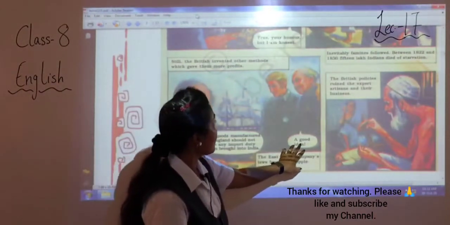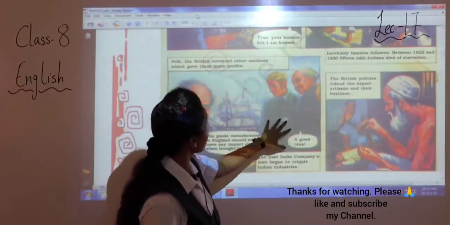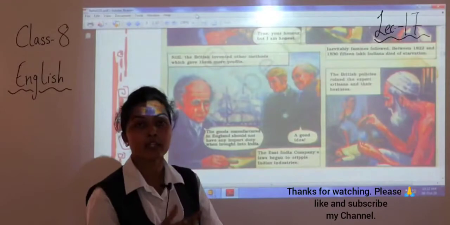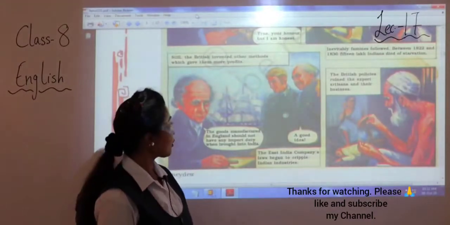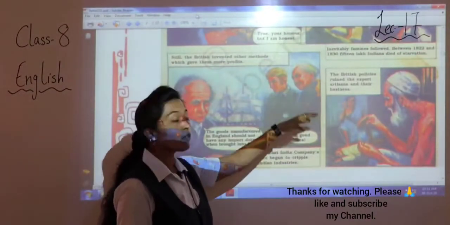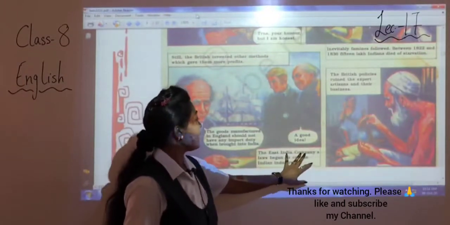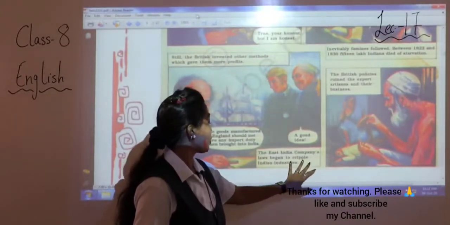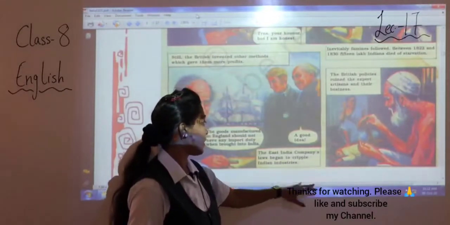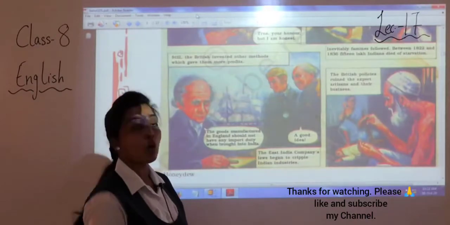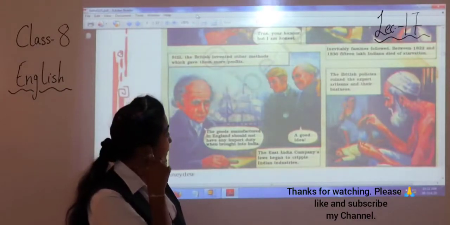Then, a good idea. In this picture we can see the Britishers only. They are talking to each other, and one says that it is a good idea. The East India Company's law began to cripple Indian industry.